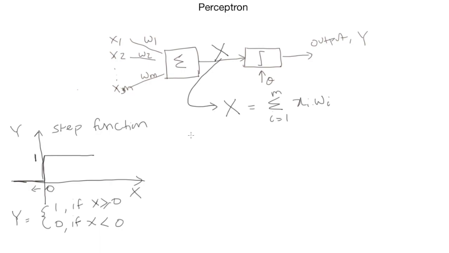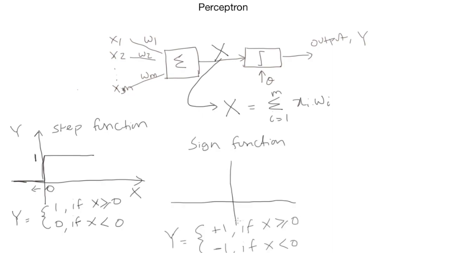There are other activation functions that we can use instead. For instance, the sign function. So in a sign function, if the weighted sum of input is less than 0, then the neuron produces -1 as the output, and if it is greater than 0, then the neuron produces a +1 response. The y-axis is the output Y and the x-axis is the weighted sum of inputs capital X.